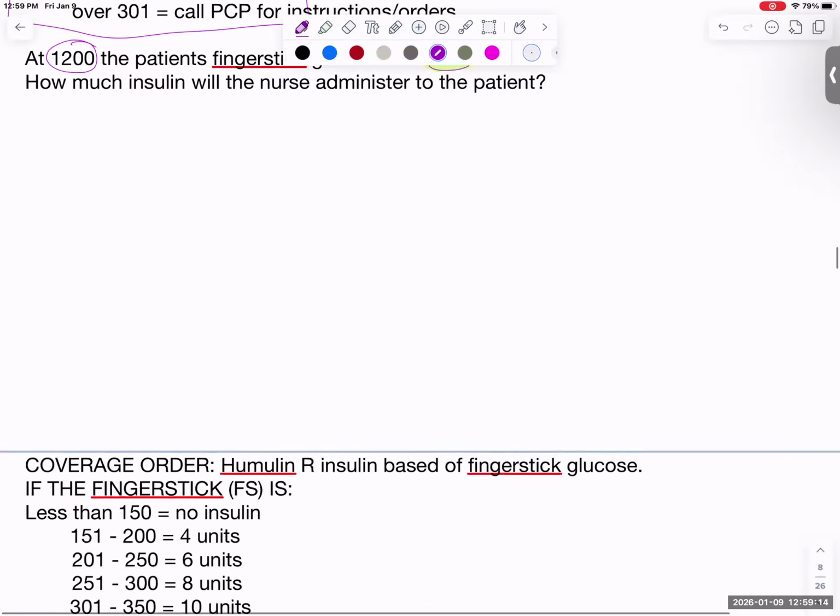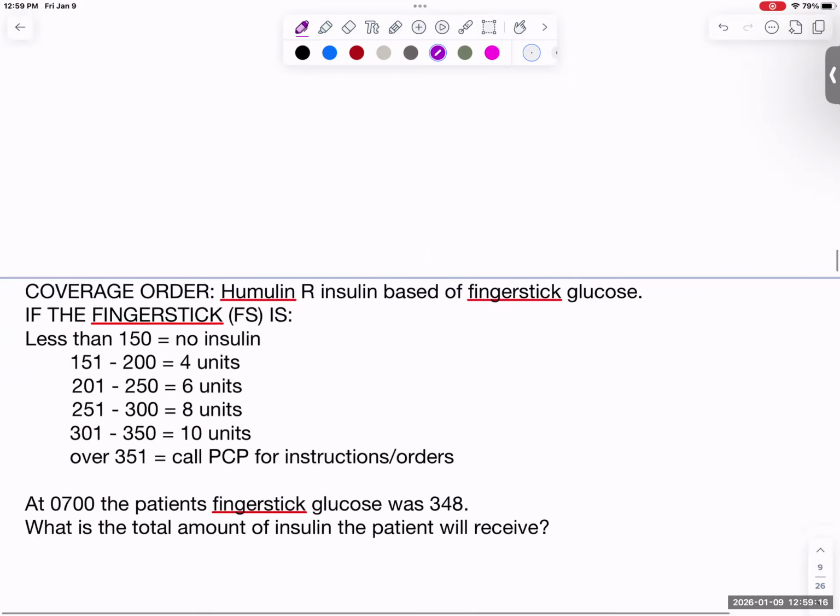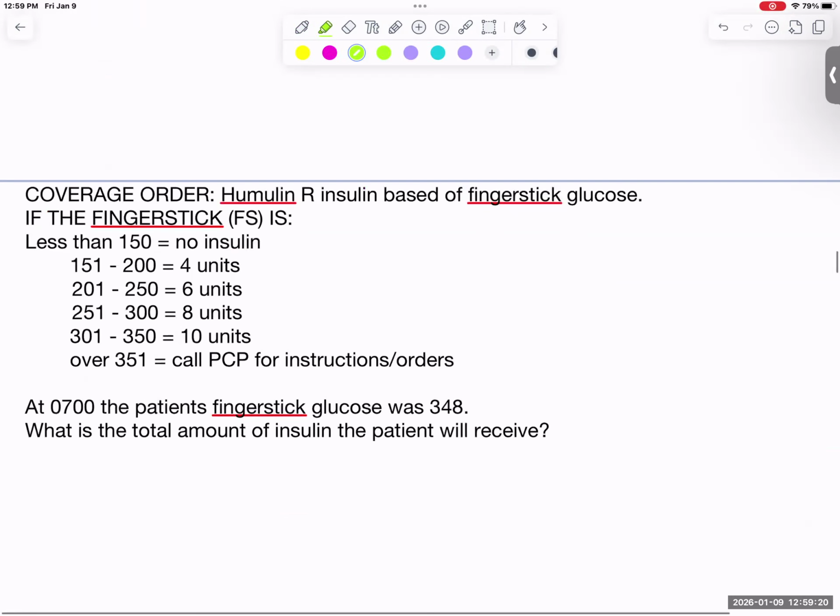All right. What about this one? 10 units. Right. At 7 a.m., before breakfast, perhaps, they did a finger stick, pricked the blood. It was 348. Where does that fall? The patient will get 10 units of insulin.